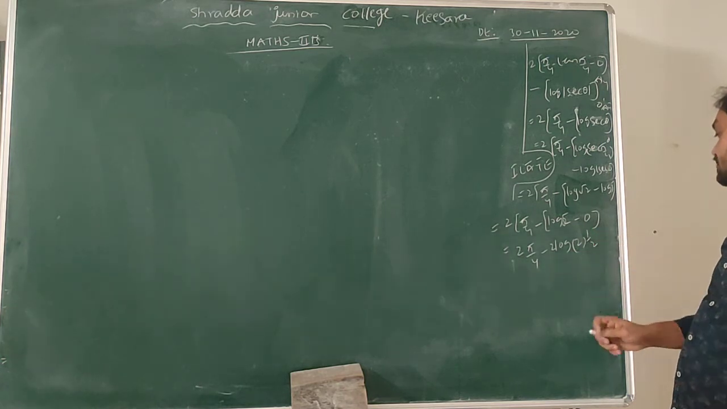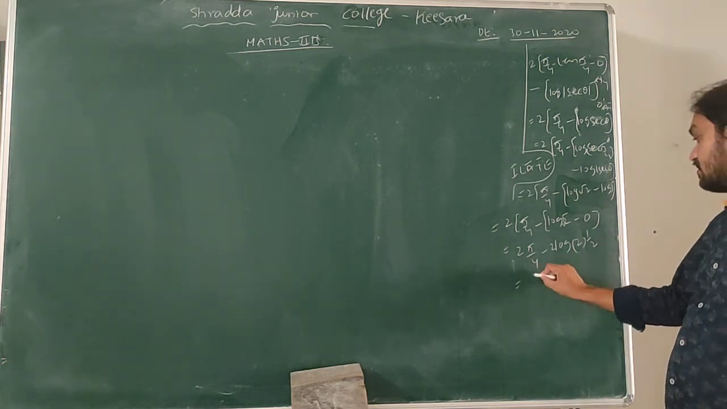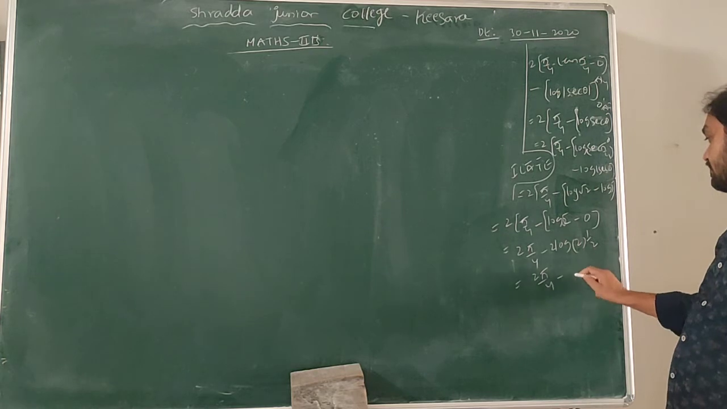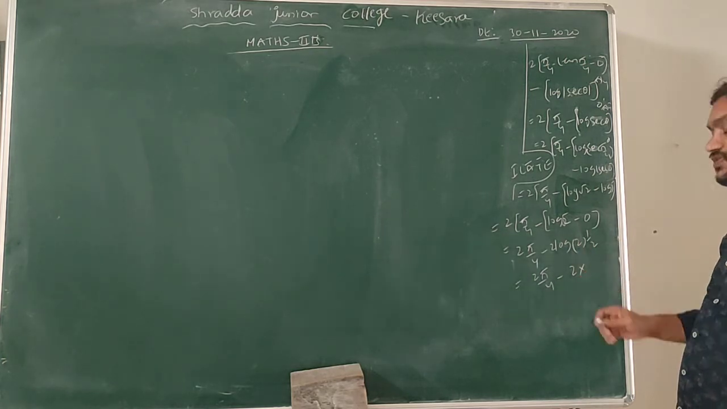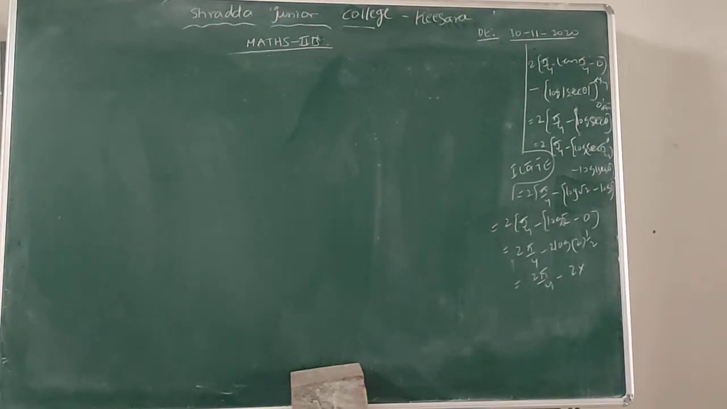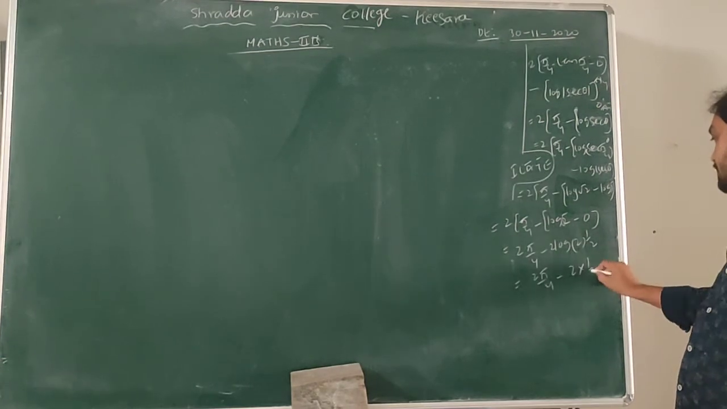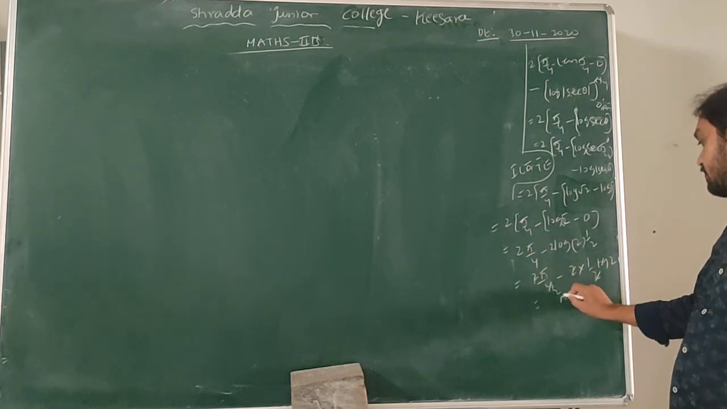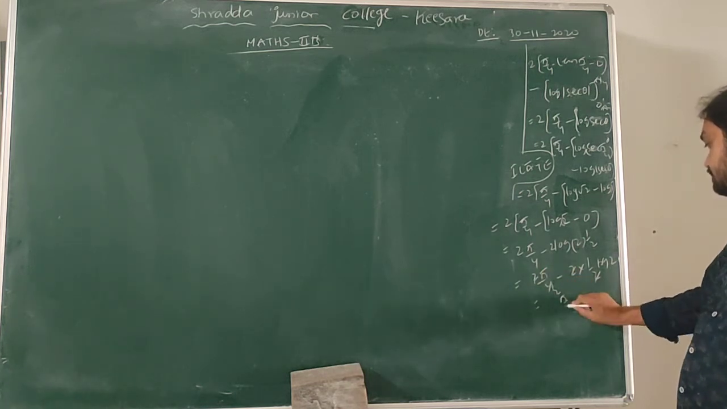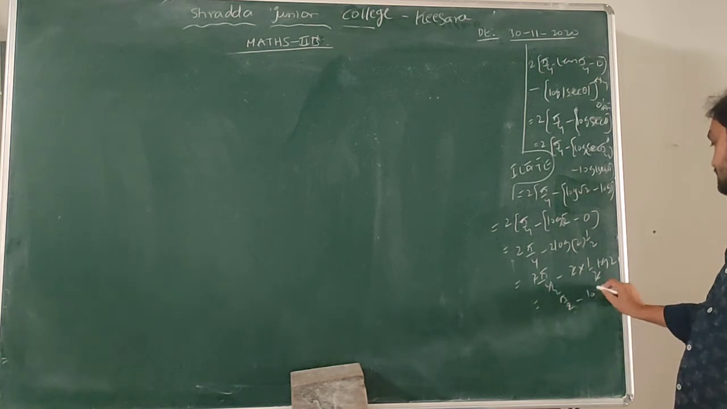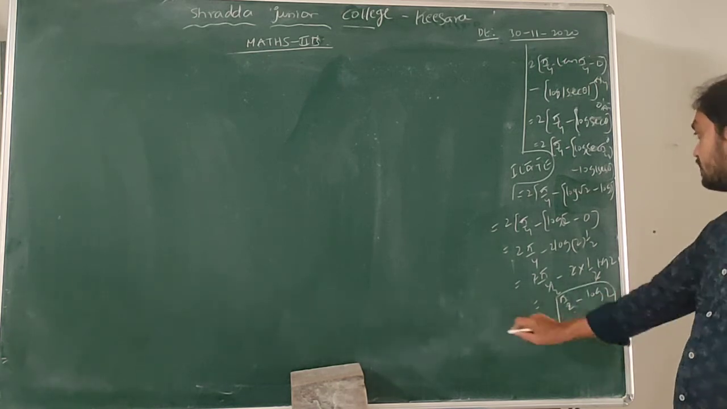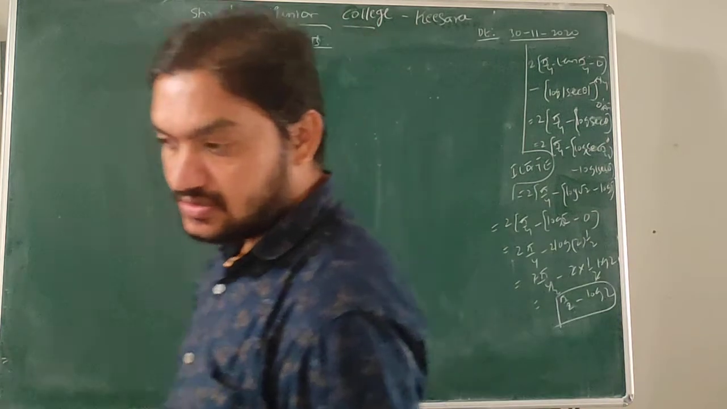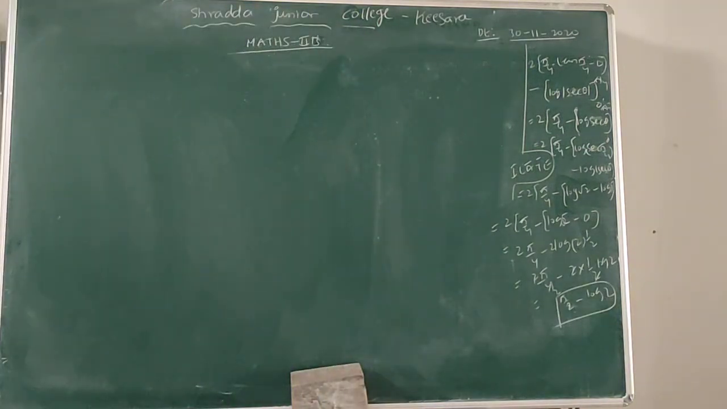Root 2 we can write as 2 power 1 by 2. Now here 2 pi by 4 minus 2 into log of this, in which form? Log a power m. Log a power m means m log a, so 1 by 2 into log 2. Now this is equal to pi by 2 minus log 2 we are getting. This is our required answer.